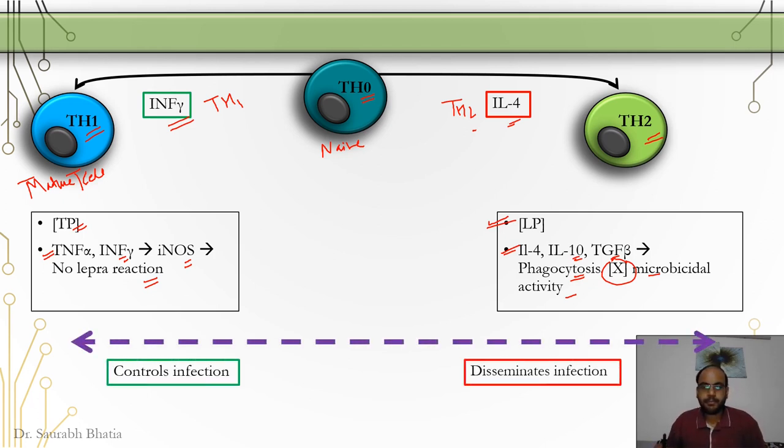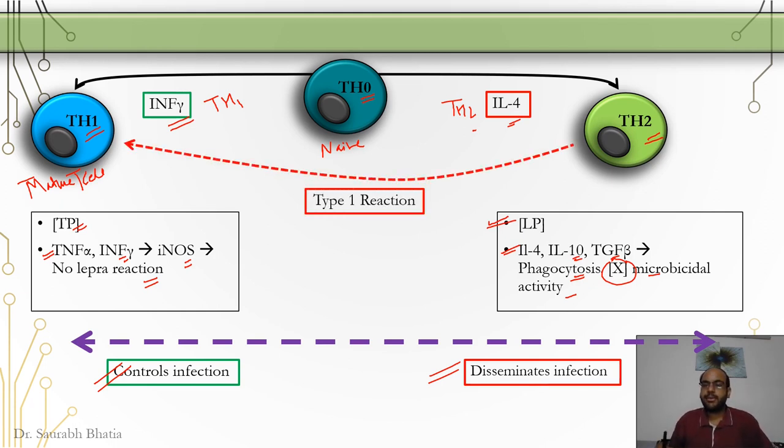Clear? So, by the action of TH1 phenotype, the infection is controlled and everything is very nice. But by the action of TH2 response, the infection is disseminated and spreads throughout the body. And that is why you see a lot of lesions in lepromatous pole, not a localized lesion as we see in tuberculoid pole. Additionally, during the time of reaction or type 1 reaction or reversal reaction, we can see that the subset of TH2 gets converted to TH1. Just an additional information.